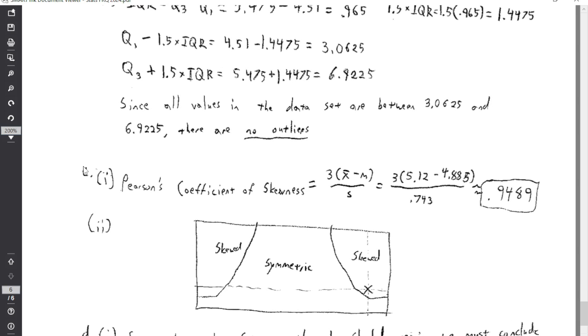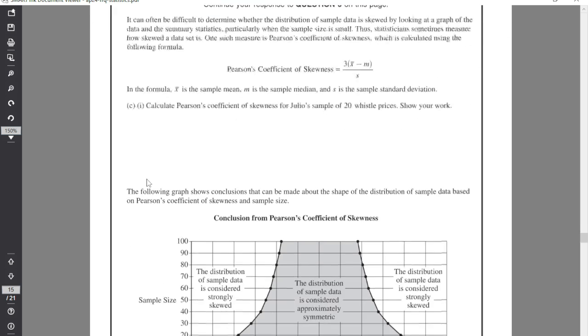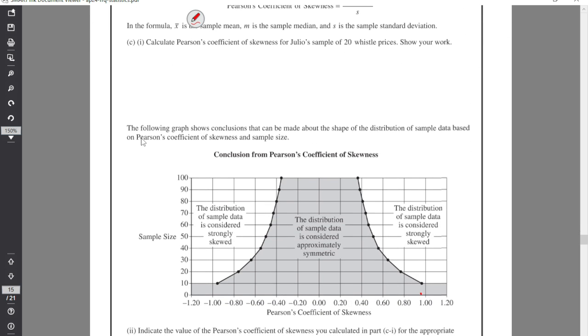I've provided a rough sketch of about where it is, but 0.9489 is our value, so that's about here. And then the sample size is 20, that's about here. So therefore, we put our x right around there. You'll notice that that's in the strongly skewed category, but not very far outside of the approximately symmetric category. So it's in the skewed category, but not incredibly so. And you'll notice some ideas that we've talked about before in the class, for example, the larger the sample size, the less skewed the distribution, those kinds of things.